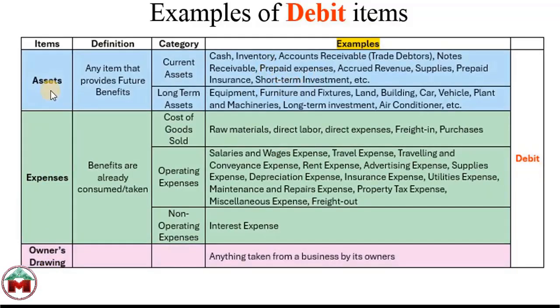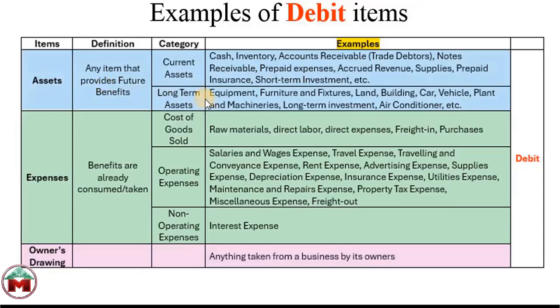So these are the examples of assets. Cash, inventory, accounts receivable, notes receivable, prepaid expenses, accrued revenue, supplies, prepaid insurance, short-term investments. So these are some examples of current assets. What is an asset? An asset is any item that provides future benefits. So these are the items which can provide future benefit or service. Whenever any item is providing future benefit or service, we consider this item as an asset. These are the examples of current assets. Whatever is an asset, asset is debit.